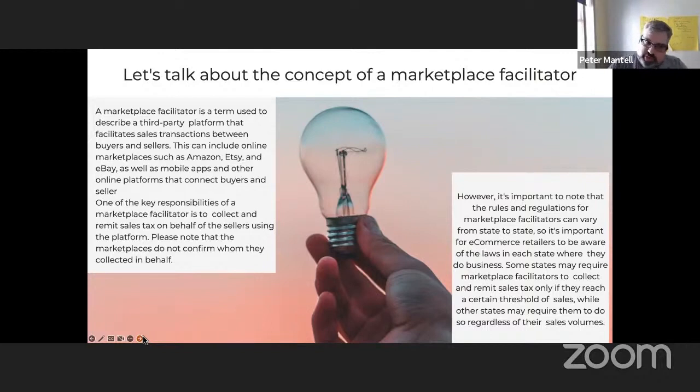So when you don't register and you're leaning on the Marketplace Facilitator to do these components, you could potentially still be subject to audit. Your liability might be limited at best, but you're still exposed as far as a state wanting to take a peek under the covers and make sure that you're fully compliant and there are no loose ends. So that's an area to understand.